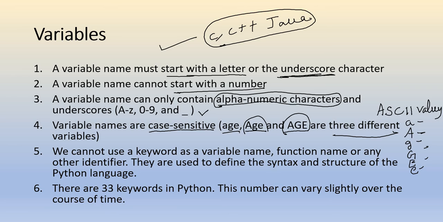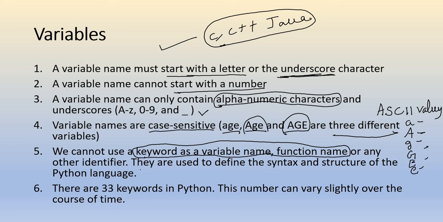One more thing: a keyword cannot be used as a variable name. This rule is there in all programming languages, and the same rule is applicable here. The variable name, the function name and the class name should not contain any keyword available in Python.